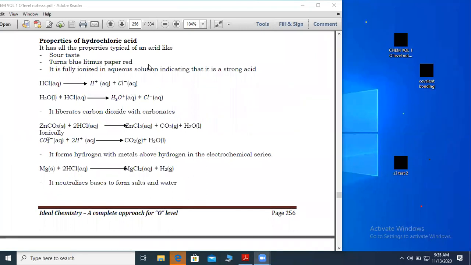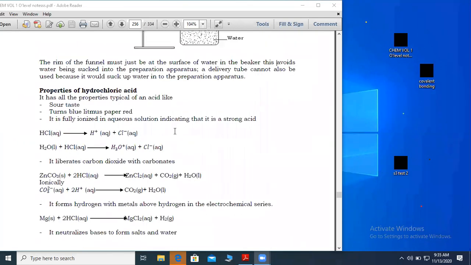Properties of hydrochloric acid. Like any other acid, hydrogen chloride, like sulfuric acid, fully ionizes in solution.